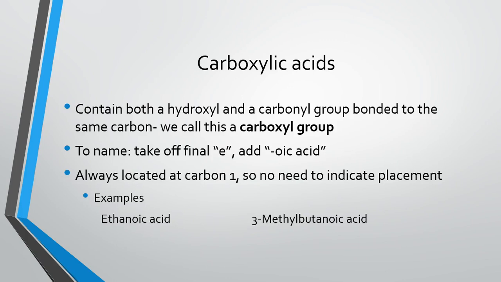Okay, carboxylic acids. These contain both a hydroxyl and a carbonyl group bonded to the same carbon. So altogether that has a different functional group name. We call that a carboxyl group. So when we want to name carboxylic acids, we're going to take off the final E in the name and add oic acid. So if I had butane with a carboxyl group on one end, I would take the E off of butane and call it butanoic acid. Much like aldehydes, for carboxylic acids, the functional group is always located at carbon 1 by definition, so we don't have to indicate placement. See if you can draw these two examples, and then we'll go over it.